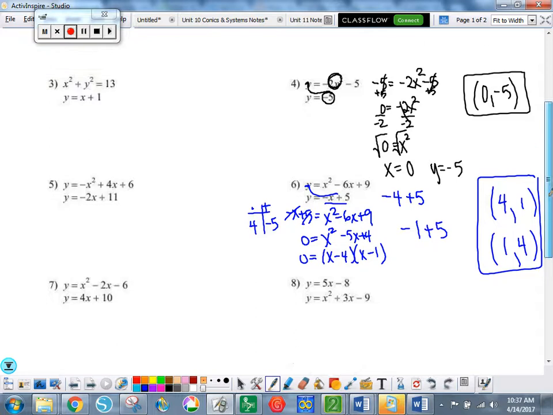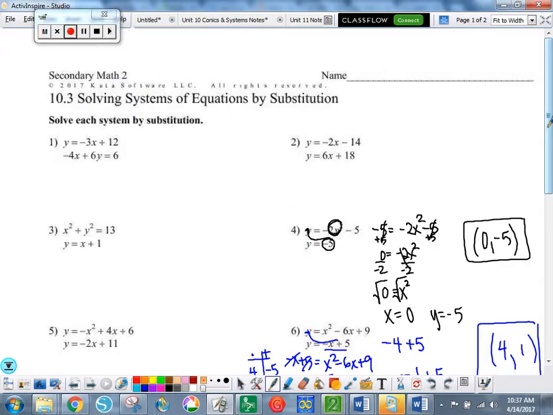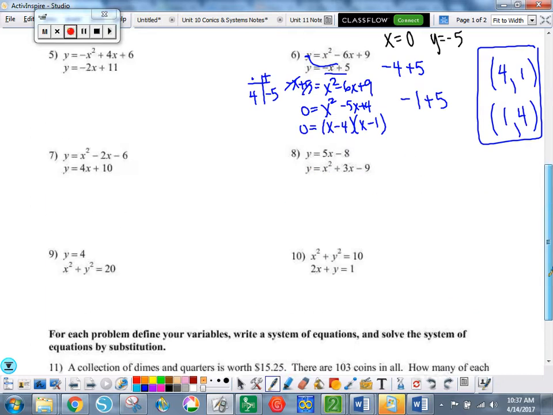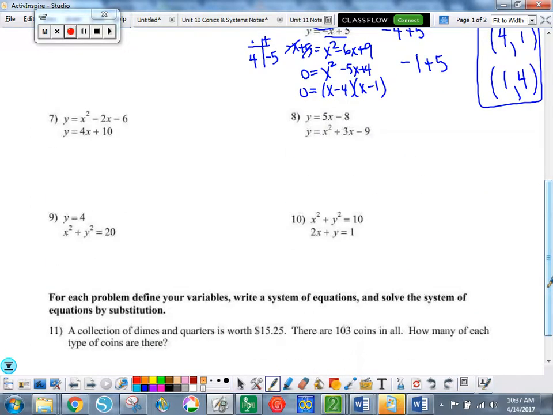Like problem number 2? Yeah, I would just negative 2x plus 14 equals 6x plus 18. Take 1, substitute. Okay, number 8. Let's try this one. Take 1y, substitute it into the other.